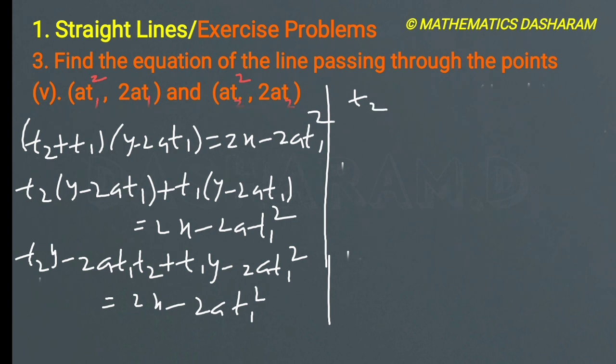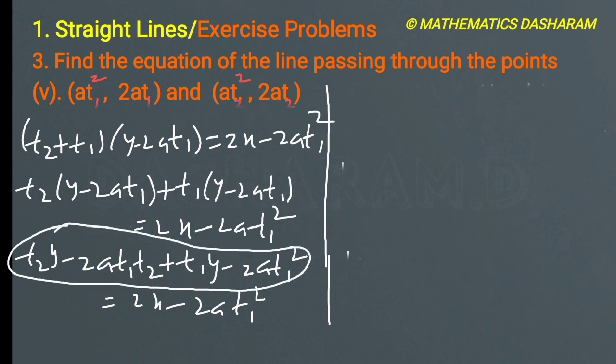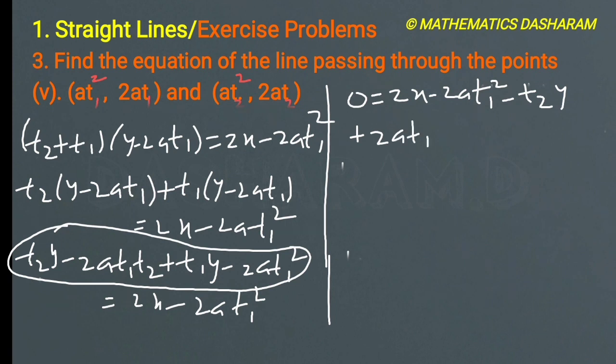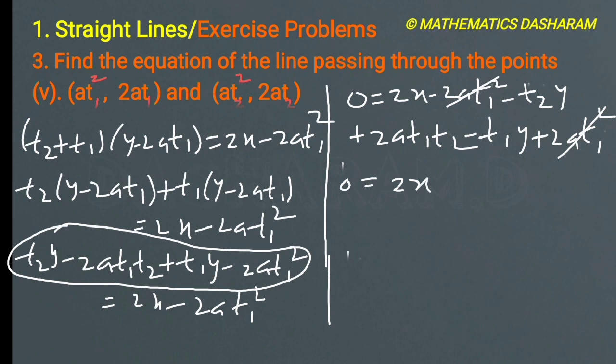So next, t2y minus, otherwise I am going to transpose these 4 terms to the RHS, then it will become 0 and on the RHS already 2 terms are there, 2x, 2a t1 square. Now t2y will become minus t2y, minus 2a t1 t2 will become plus 2a t1 t2. Next minus t1y plus 2a t1 square. Minus 2a t1 square plus 2a t1 square cancel, 0 equals 2x.